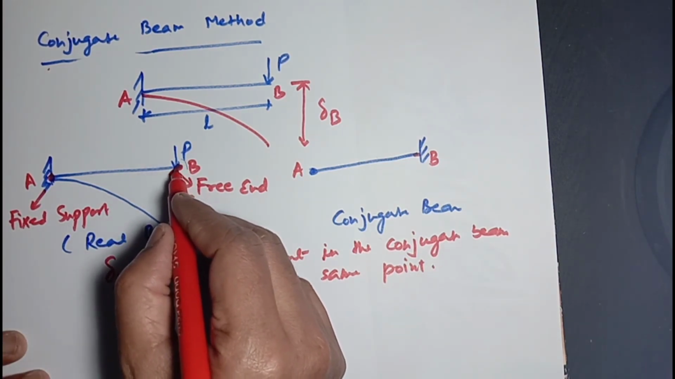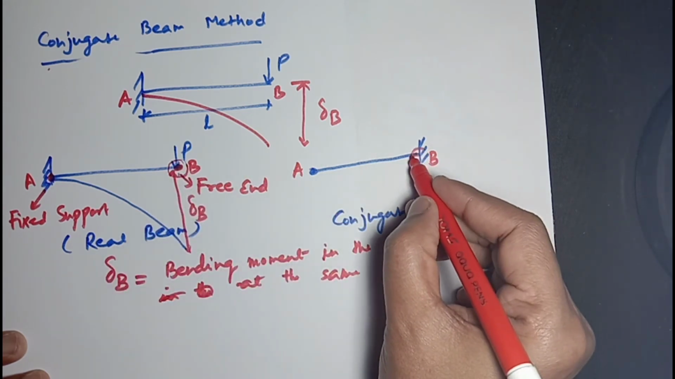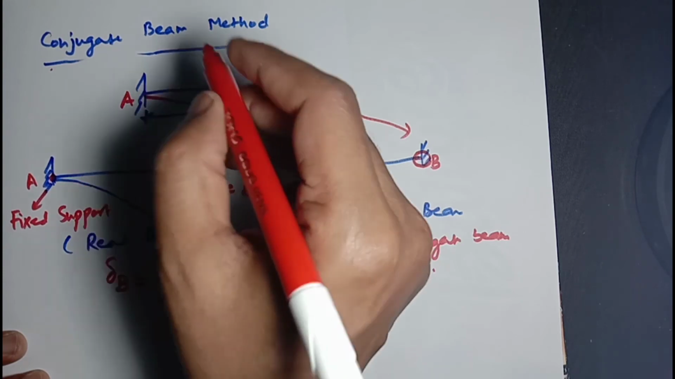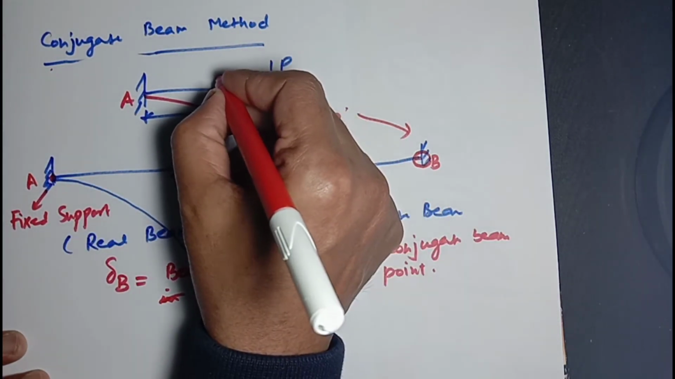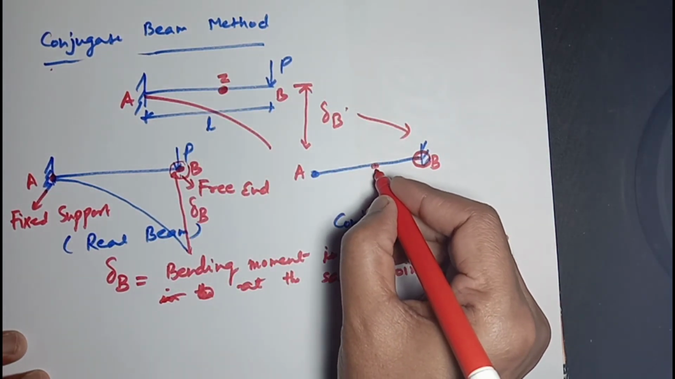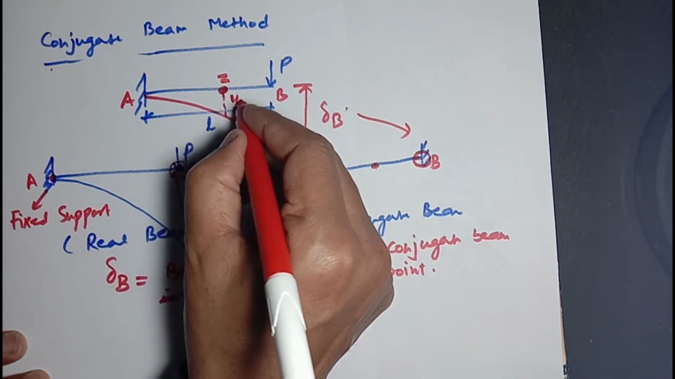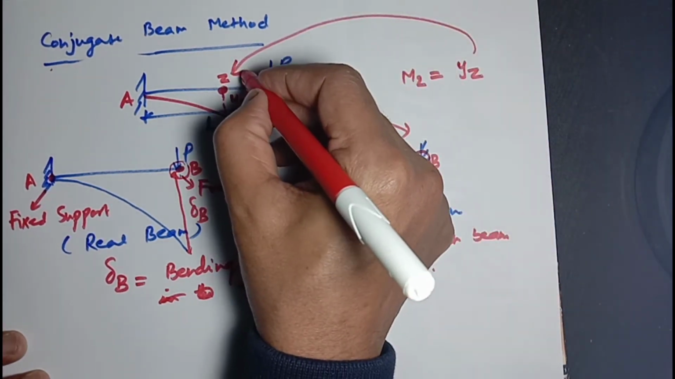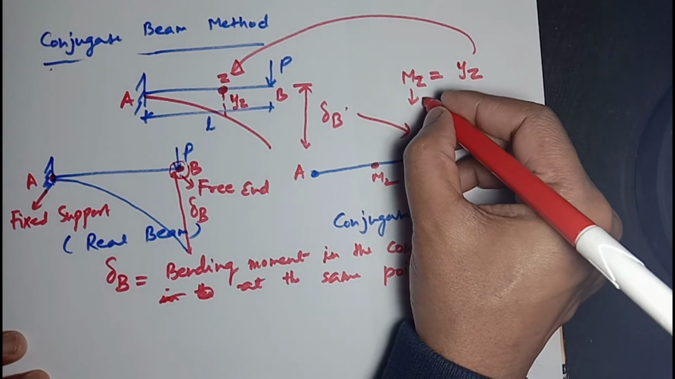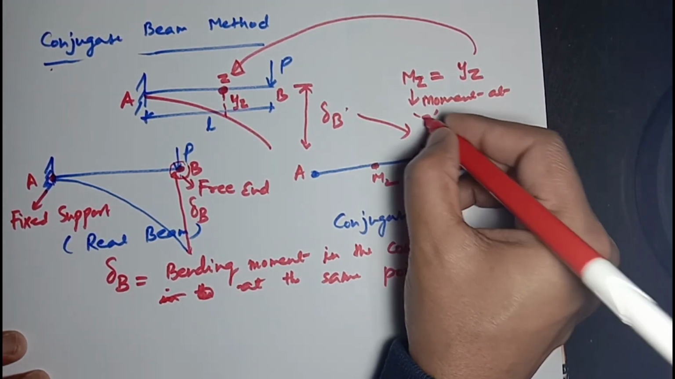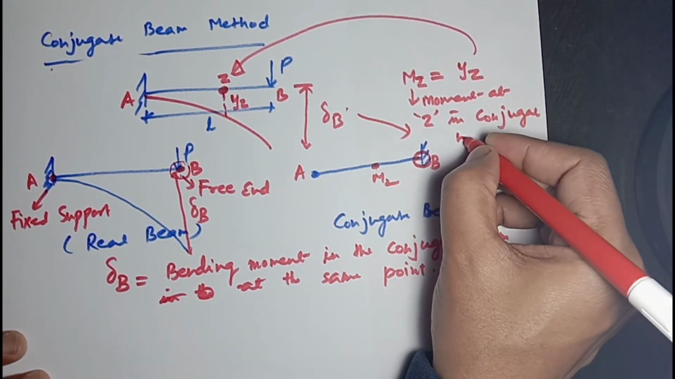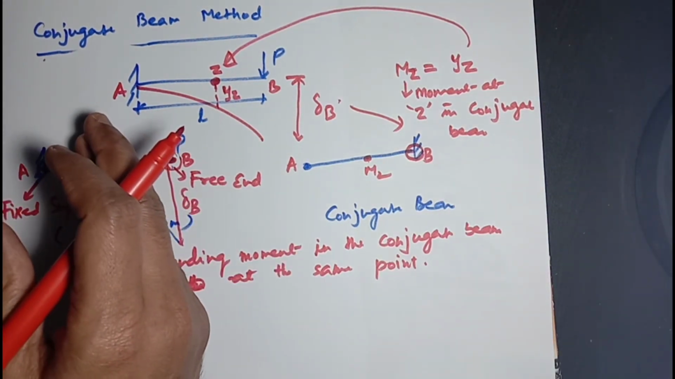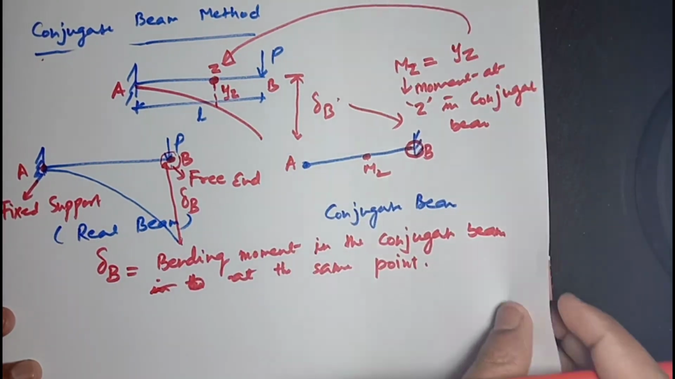For example, if we are going to find the deflection at any point B, then the corresponding bending moment at point B of the conjugate beam will give directly the delta B. Suppose this is the point z; the bending moment at this point z will directly give the deflection. Suppose this deflection is yz, then Mz, the moment at point z in the conjugate beam, will give deflection yz. So we need to find the bending moment at point B. Now, we have to understand how the loading diagram is put on the conjugate beam.